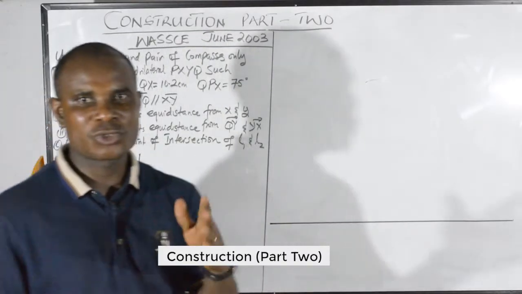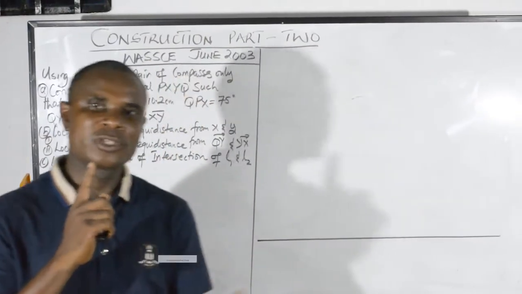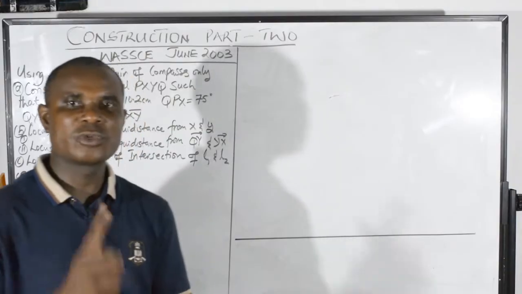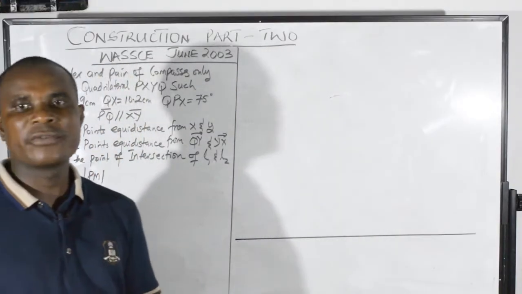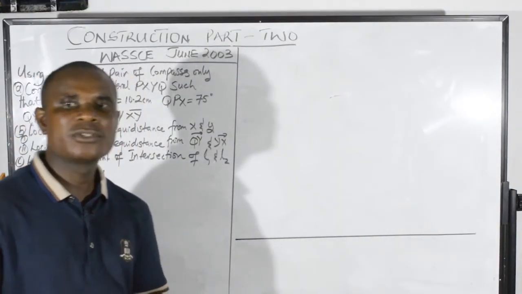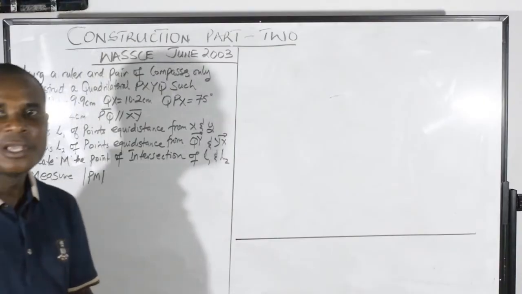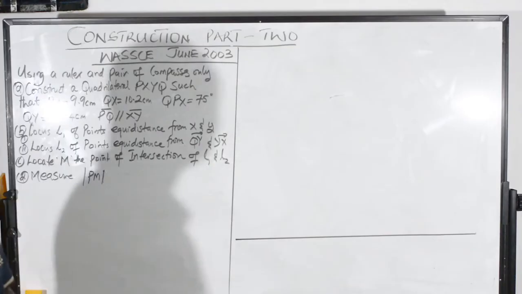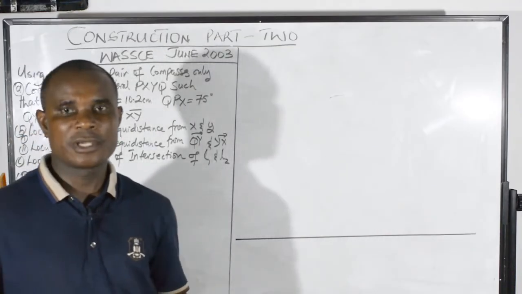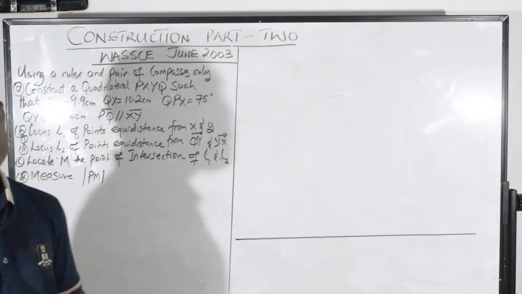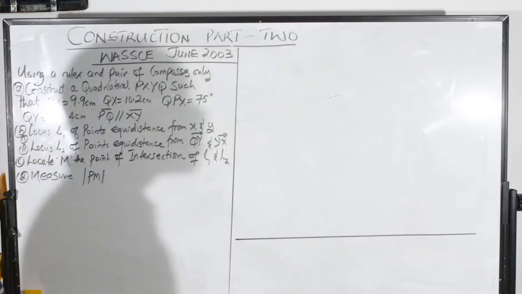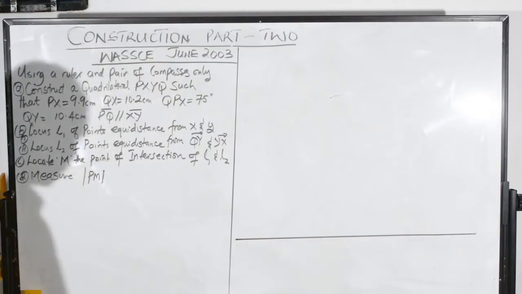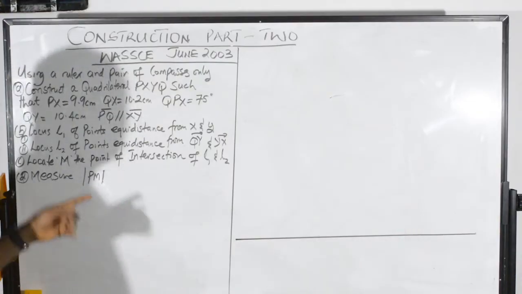Now we've done construction part 1, remember that? I was able to go through the 90 degrees angle, 45 degrees, 22.5, 67.5, 82.5, 60, 30, 15, 75, and so on. So we were able to look at the locus. Now, the second part of this construction is to look at your past questions. We are looking at the June 2003 West Africa examination. So we go through the question and we apply what we've learned so far to this question.